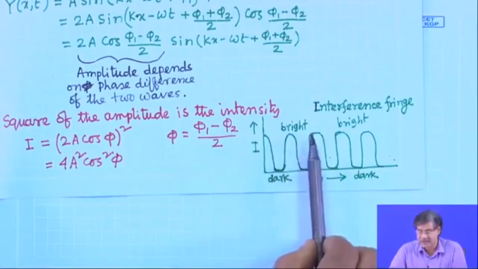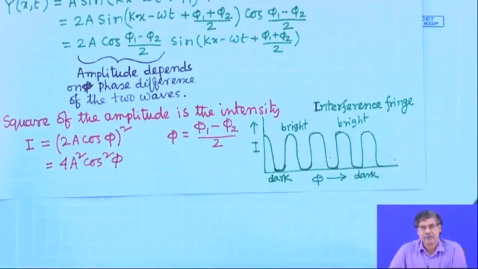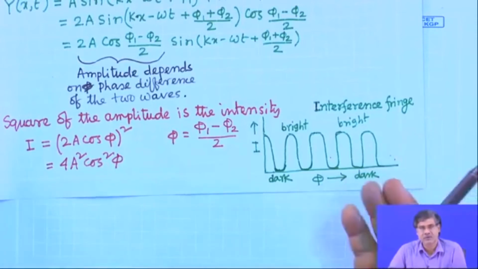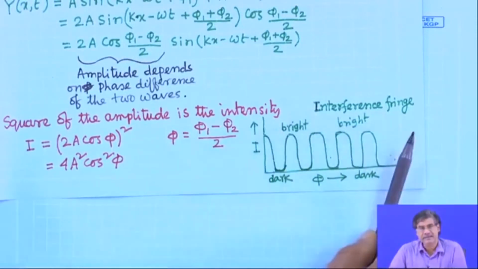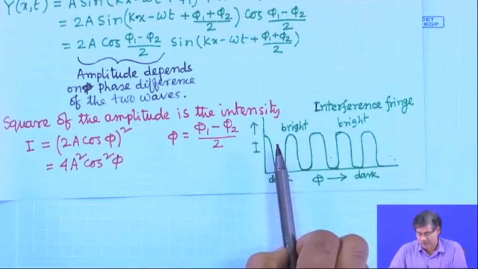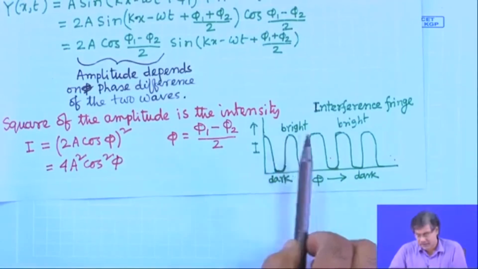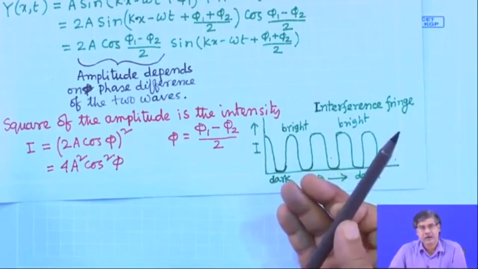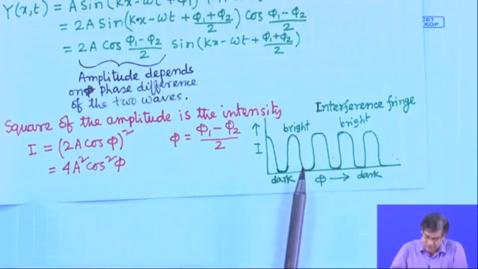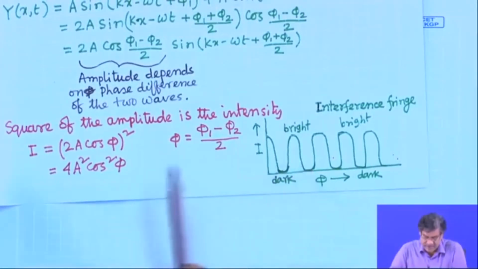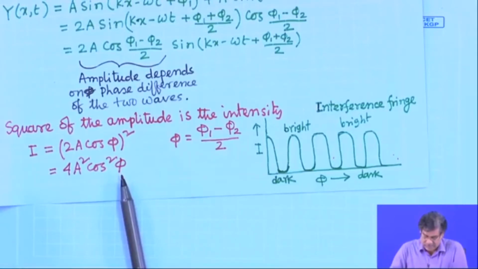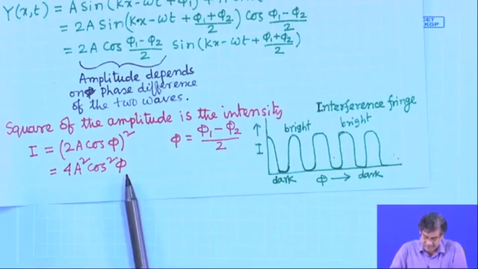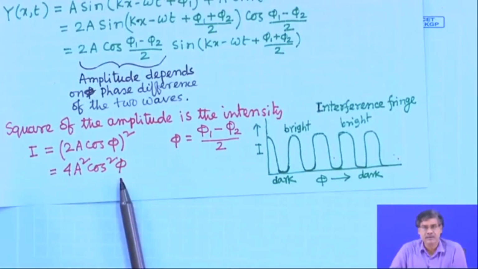bright, dark, this kind of variation of intensity. If it is light, okay, for other waves also one can see it. Then you will see the variation of intensity of light, visible light, we can observe it. So, here the important fact, what is it? It depends on phase, and this phase difference should be constant all the time, it should be constant.